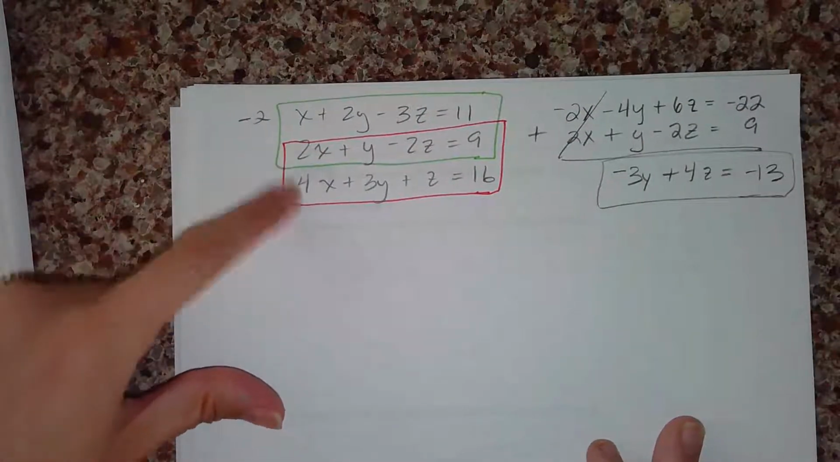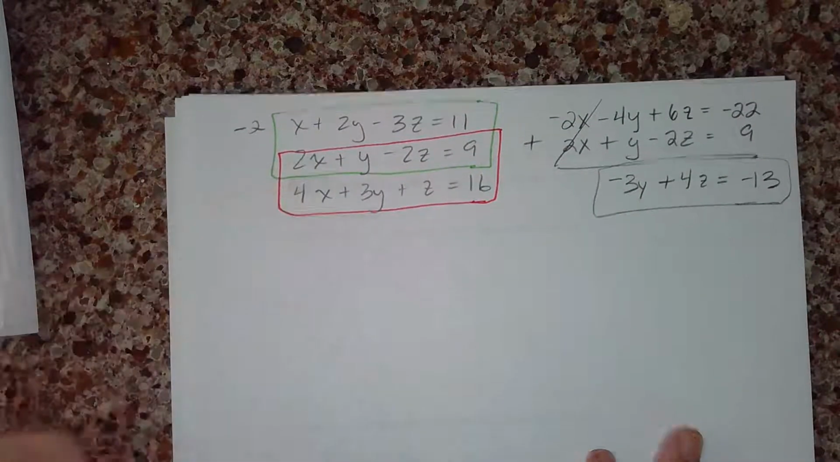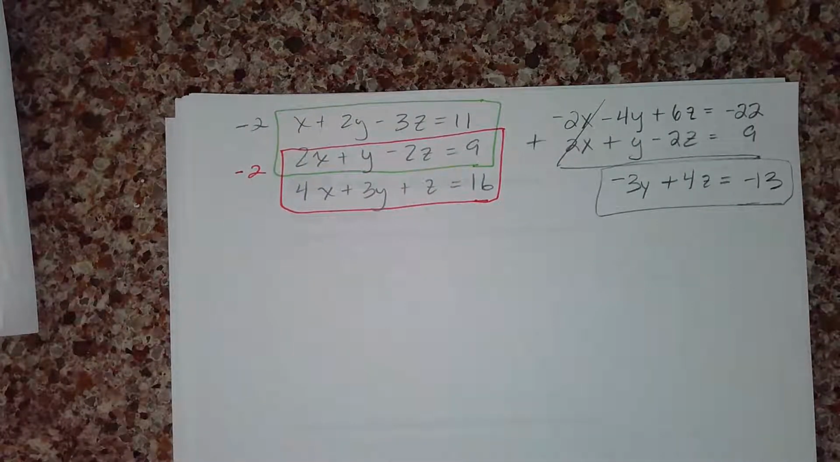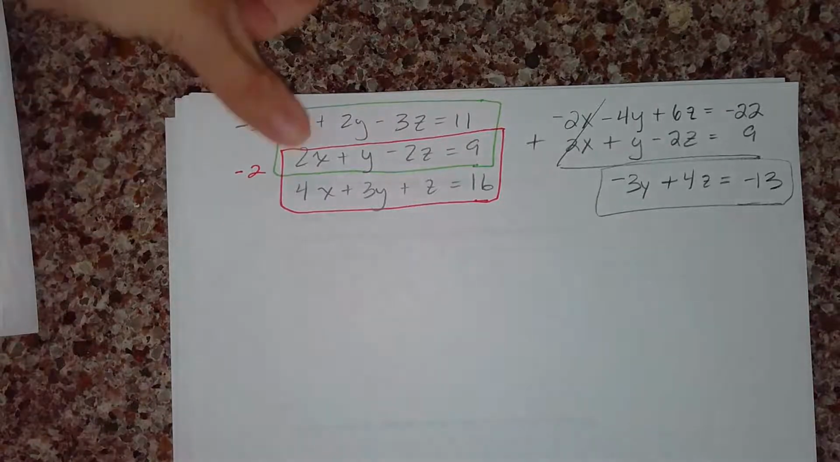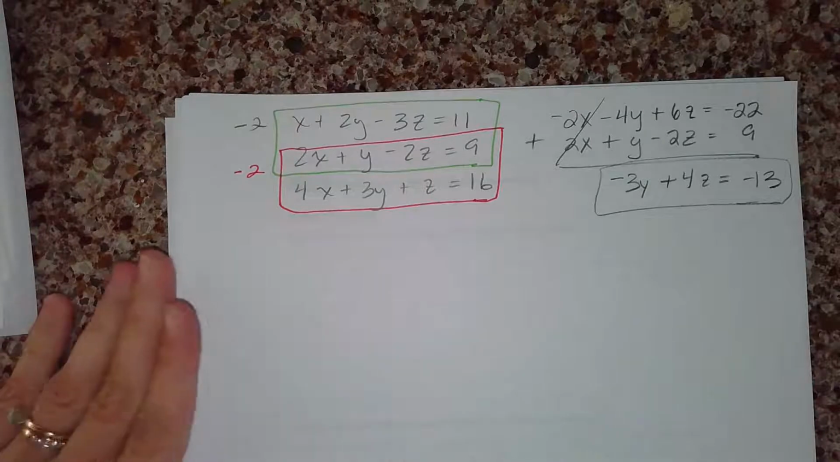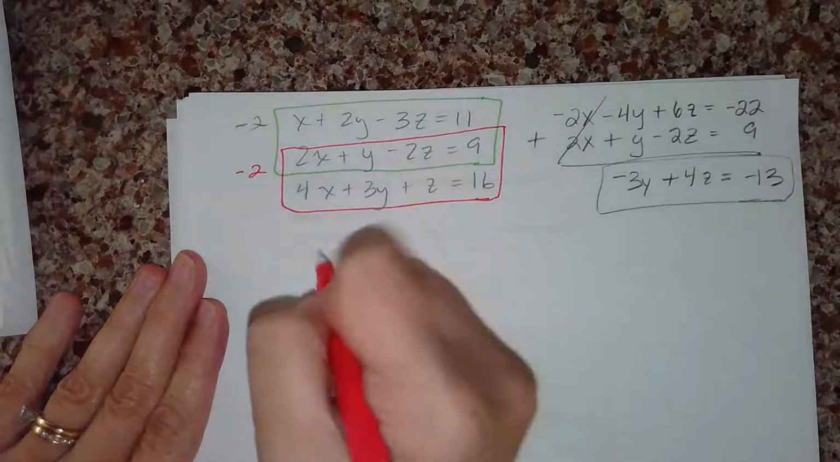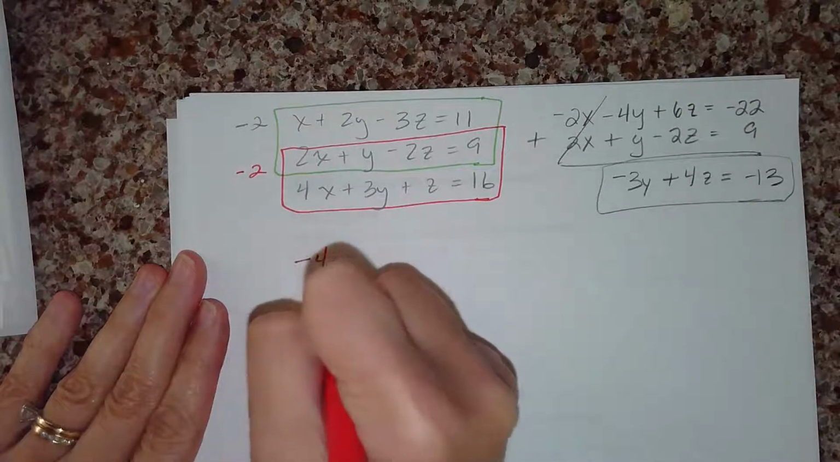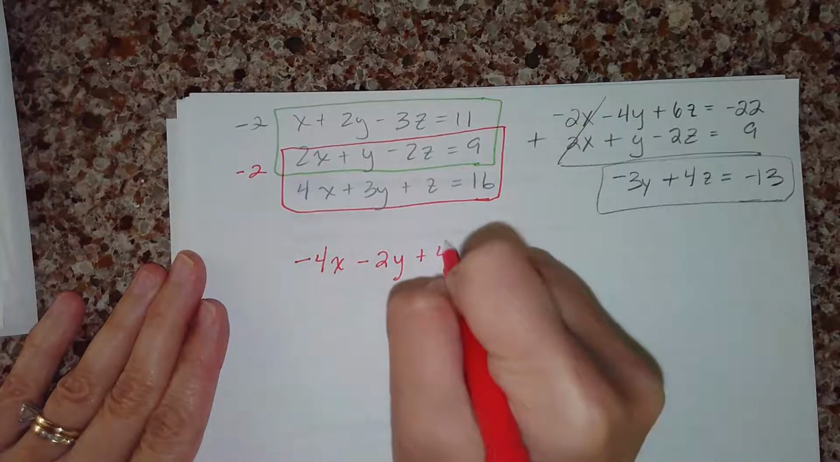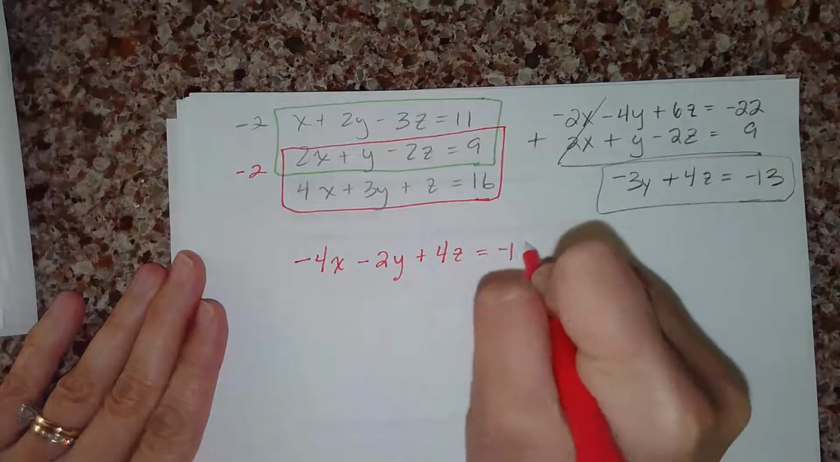In order for me to get rid of my x's using these two equations, I'm going to multiply the middle one by -2. Why I do that is so that my x's cancel out, because that would give me -4 and this would give me +4. So I'm going to do the work over here. I multiply that first equation by -2. So I get -4x minus y +4z equals -18.